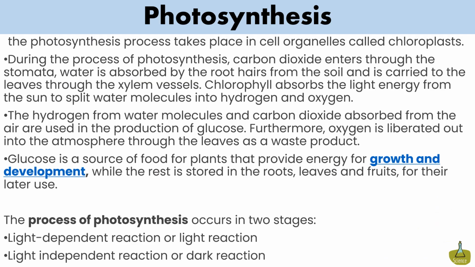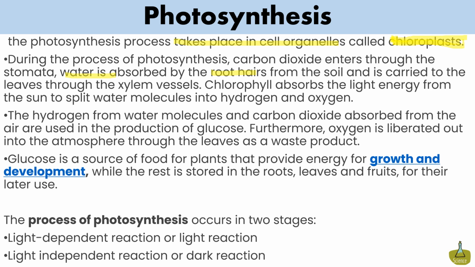Photosynthesis. The process takes place in the cell organelle called the chloroplast of the plants. The chloroplast is a double membrane bound organelle which is present in plant cells or eukaryotic cells. During photosynthesis, carbon dioxide enters through the stomata, and water is absorbed from the root hair from the soil and is carried to the leaves through the xylem vessel.